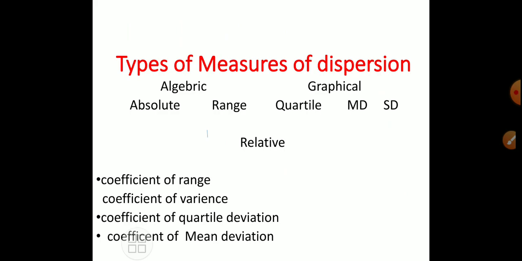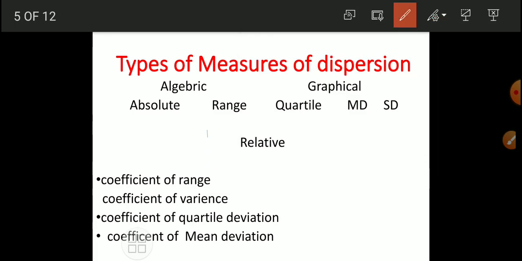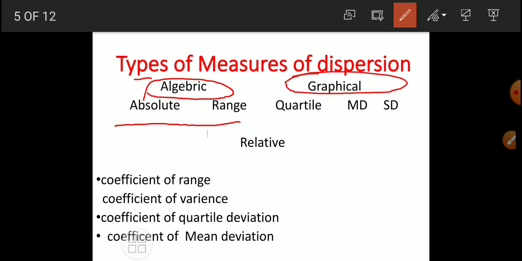Now, types of measures of dispersion. Which are those? Algebraic and graphical. Algebraic ones: absolute range, quartile, mean deviation, standard deviation, and the relative one. So these are the types of measures of dispersion.